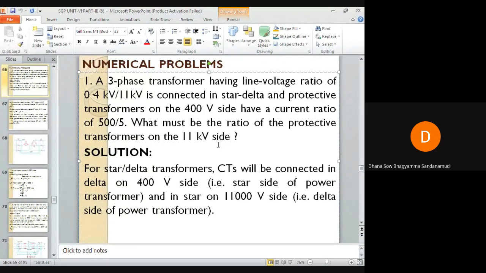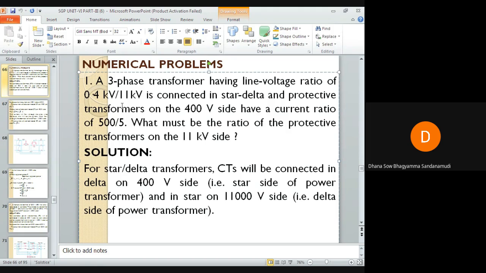Okay, so here protective transformers means the CTs and PTs. Of course, if they are connected in series, that means they are CTs. It is a three-phase transformer and its line voltage ratio is given, that is 0.4 kilovolts and 11 kilovolts on the primary side and secondary side. Primary side it is 0.4 kilovolts, on the secondary side it is 11 kilovolts, and on the primary side it is star connected, whereas on the secondary side it is delta connected.